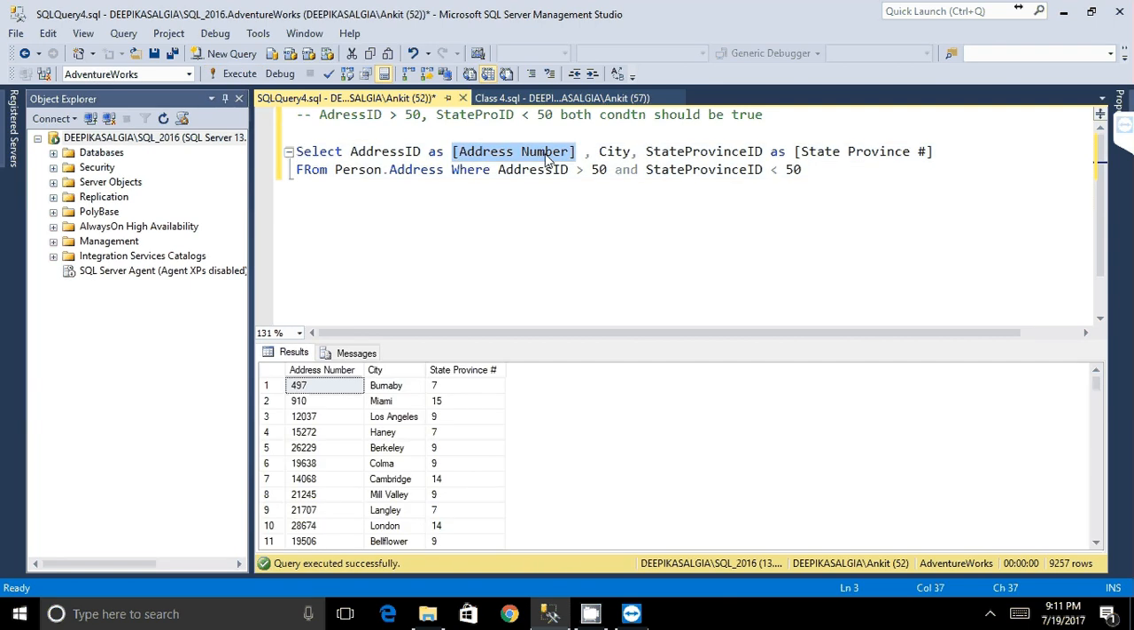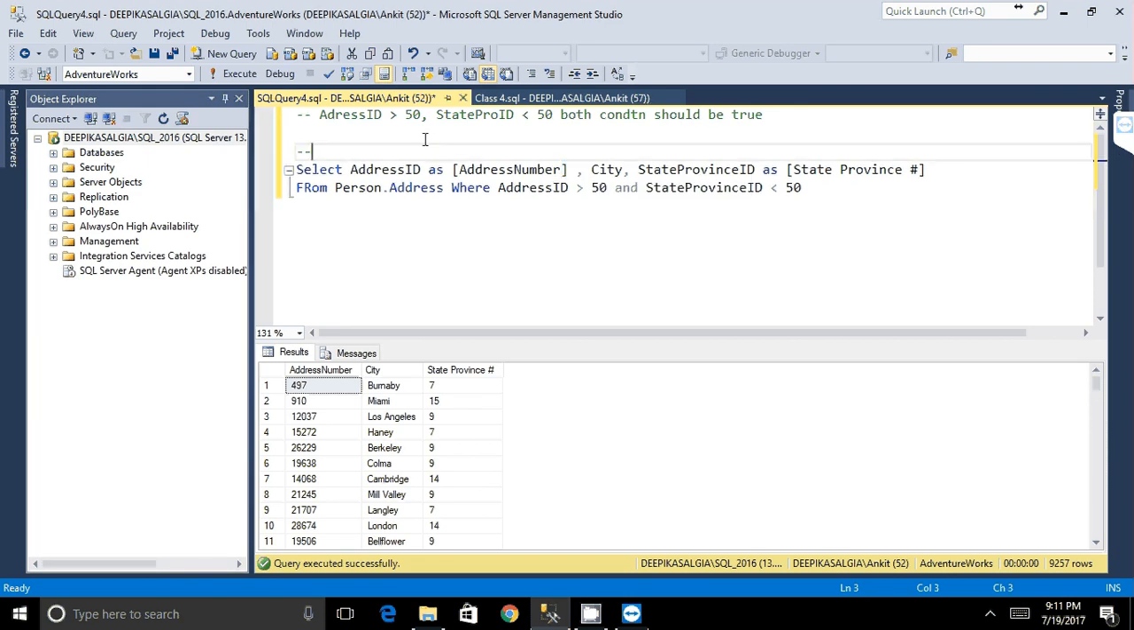Even if you don't need the space, you can put it in the square brackets. It doesn't hurt anything, but if you have the space, then it becomes mandatory. So even though I don't have a space, it's fine to put it in the square brackets. What's the good practice here? Whenever you alias, always use the square brackets for the name of the column, so you don't need to worry about a space in between.